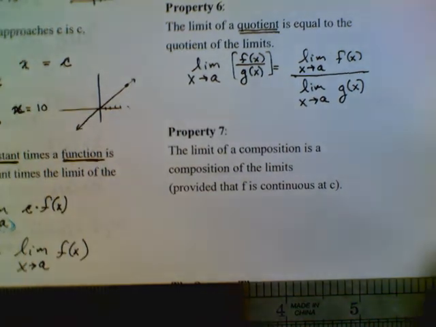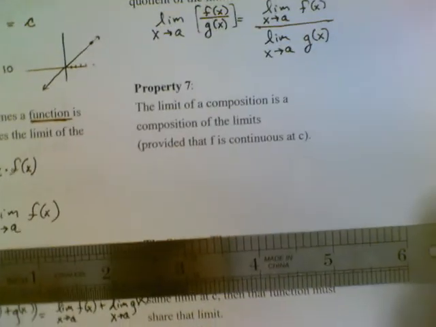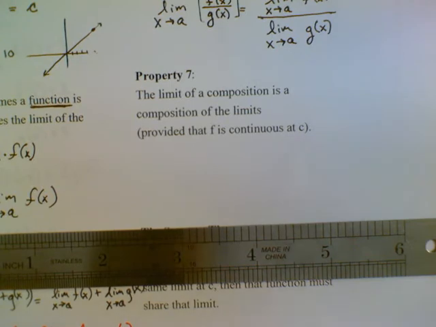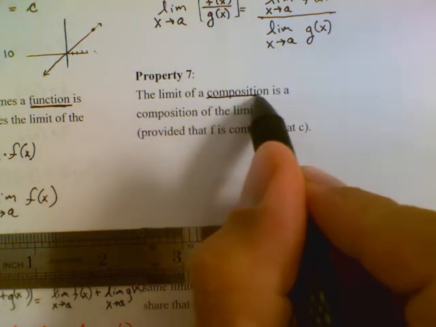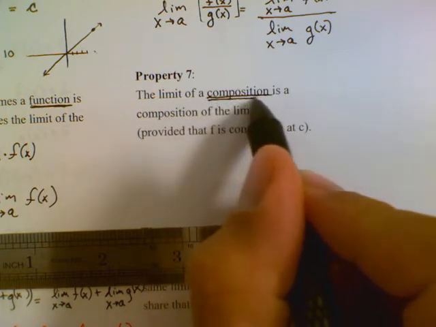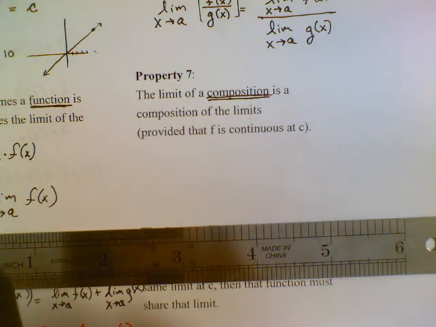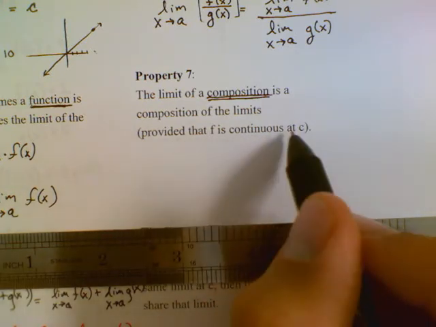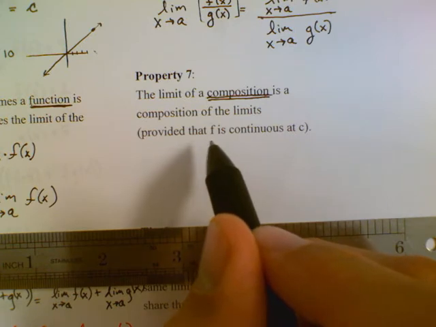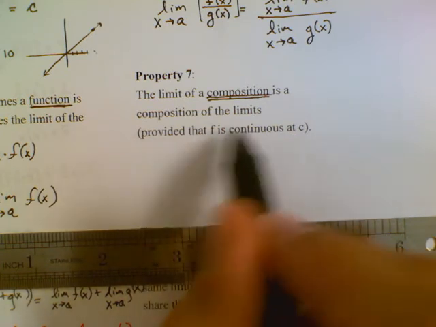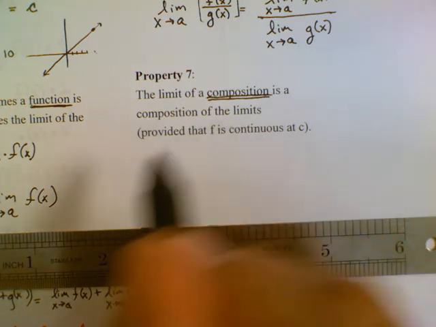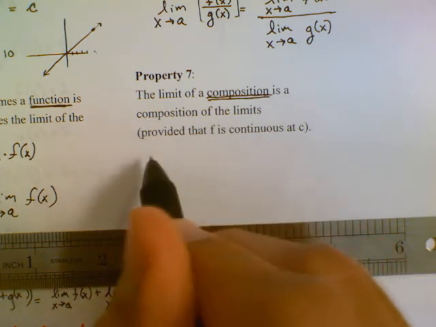All right, property 7. The limit of a composition is the composition of the limits. Well, what is a composition? Remember, that's when you substitute one function into another function. So let's do f of g of x. And it says provided that f is continuous at c. Well, we might have to change this if we're using f of g of x, right? So let's look at that.